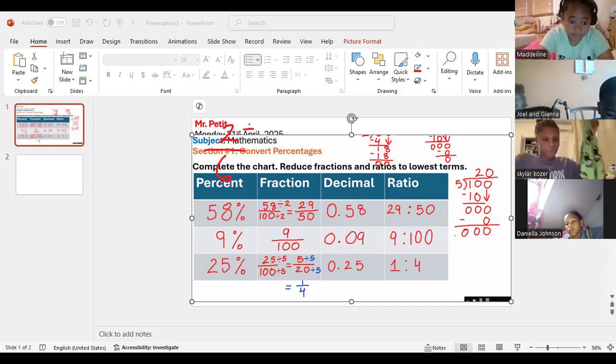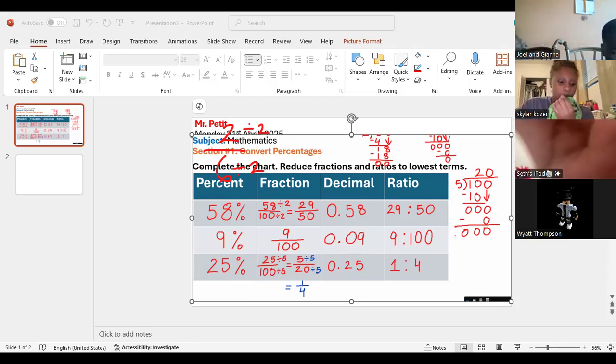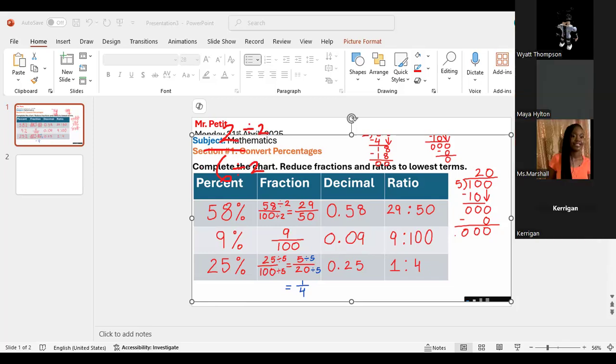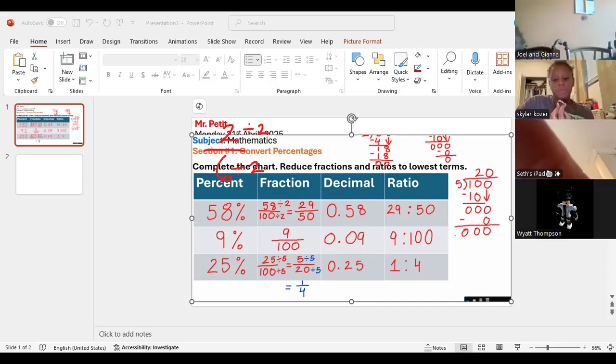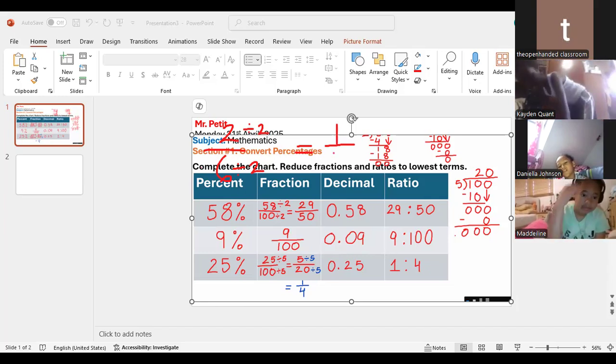So 2 divided by 2. And 6 divided by 2. Why, Daniela? The reason is, because both of them could go into 2. All right. So what is 2 divided by 2? That's going to be what? 1. Very good. And what is 6 divided by 2? 3. So the answer is 1/3. Does that make sense? Yes, sir. So put 1/3.